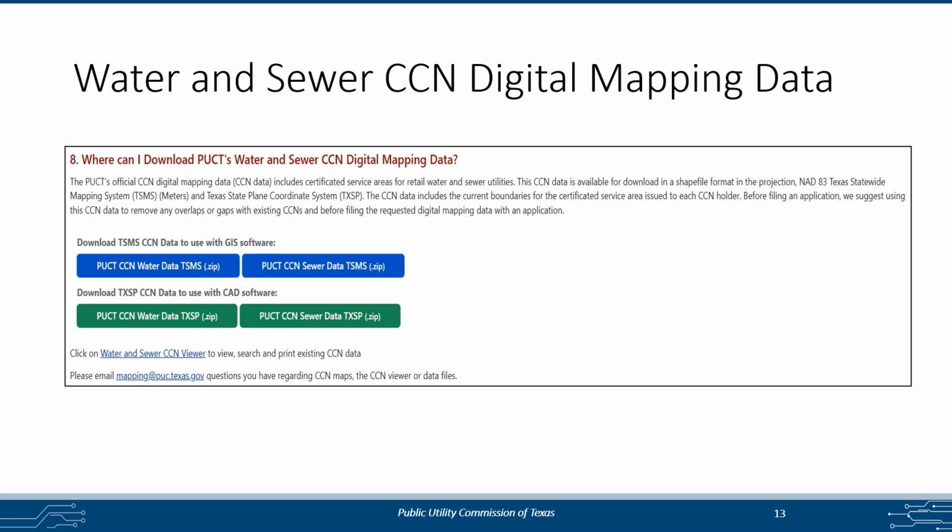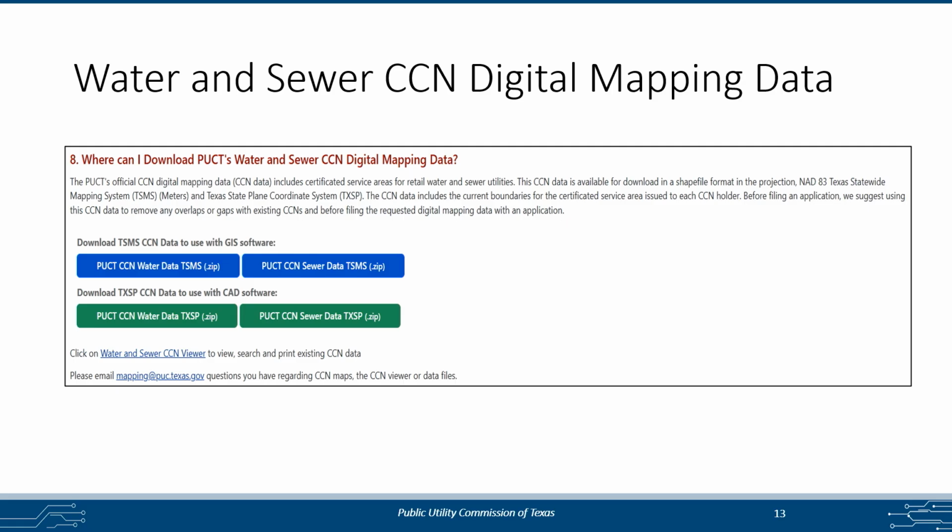As I mentioned, if you were to click that download GIS data button at the top in the blue band of the viewer, it will take you back to FAQ number 8 on a web page, and this is where you can download that digital mapping data for the CCNs. As you can see, this FAQ includes 2 zip folders in these blue boxes. These are projected in the Texas Statewide Mapping System projection, and these are able to be used in GIS software if you have that access available to you.